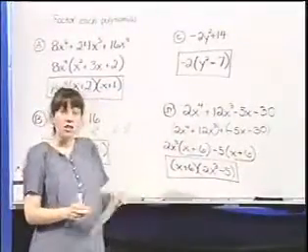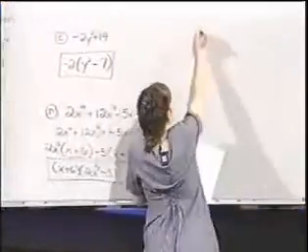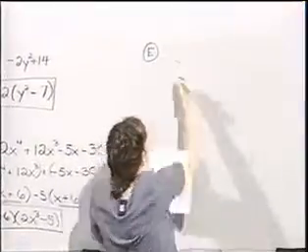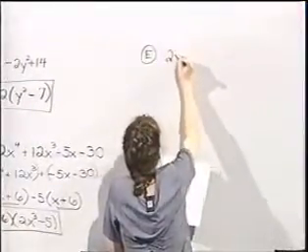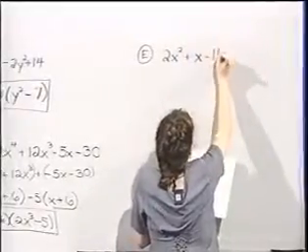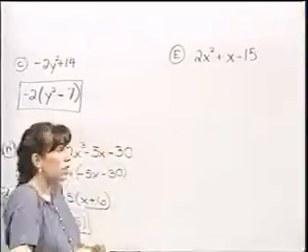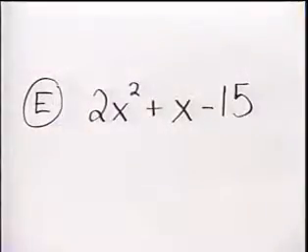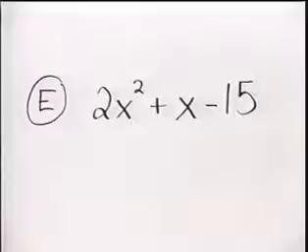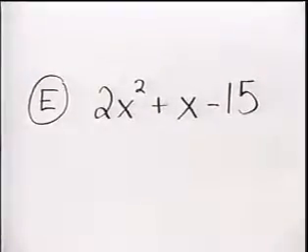Okay, let's take a look at a trinomial now. This is example E. Let's take a look at 2x squared plus x minus 15. Now I hope you're doing these along with me and trying to guess how to factor them ahead of me. So here we go. First, try to remove a common factor, and you can't. There's nothing you can take out.